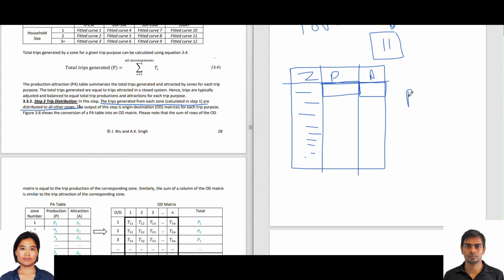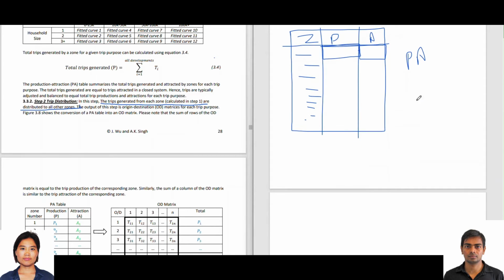Another thing about the PA table is that it is generated for each trip purpose. Let's say we are looking at a PA table for home-based work. Then there will be a separate PA table for home-based non-work, and so on. There will be another PA table for education, and so on. So the output of this step is the origin destination matrix. What we'll try to do is take this PA table.